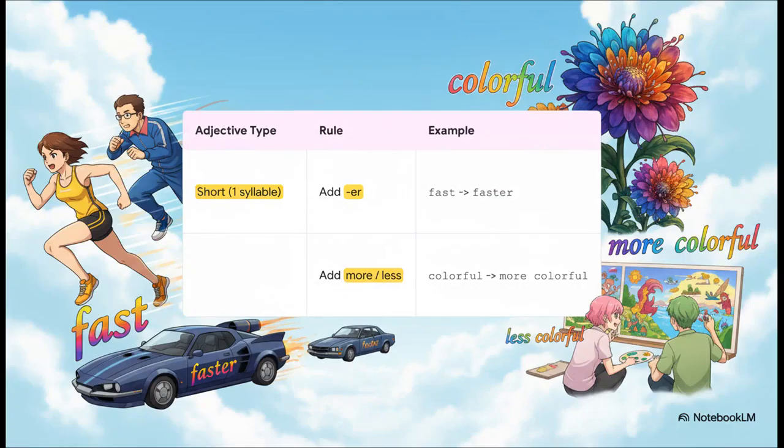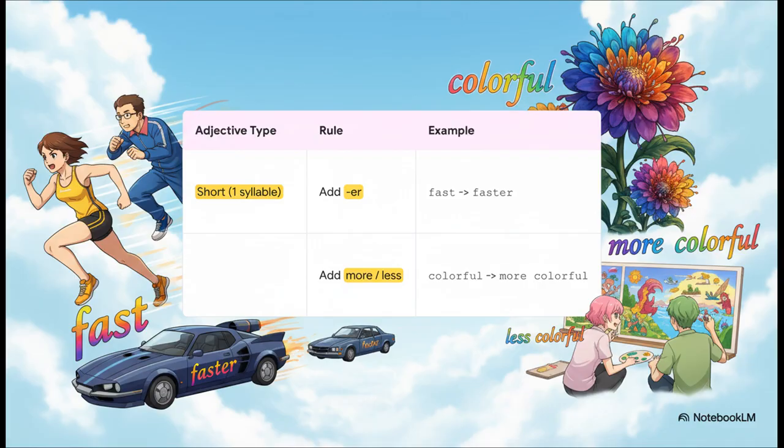So how do we build these phrases? It's pretty easy. Here's the rule book. For short, one-syllable words like fast, you just add "er." For longer words, 2 syllables or more like colorful, you just put the word more or less right in front of it. So fast becomes faster and colorful becomes more colorful.